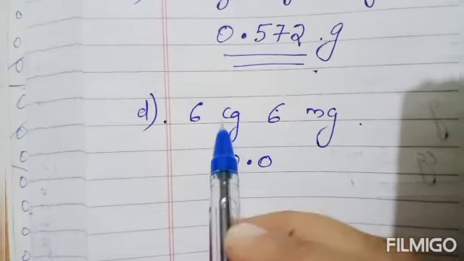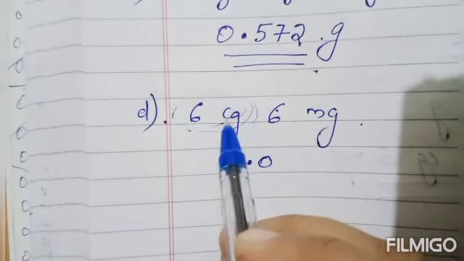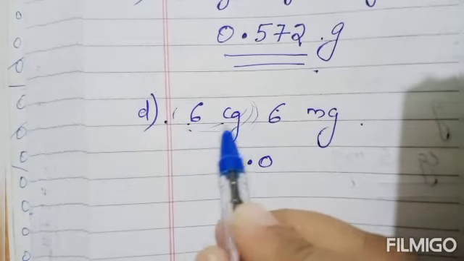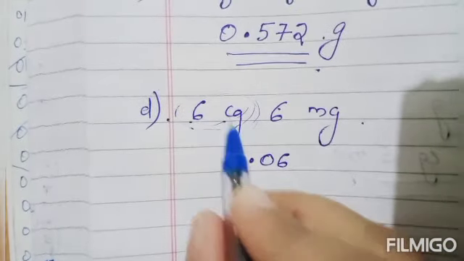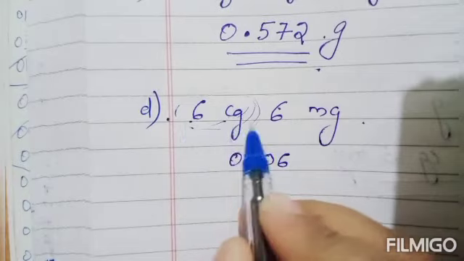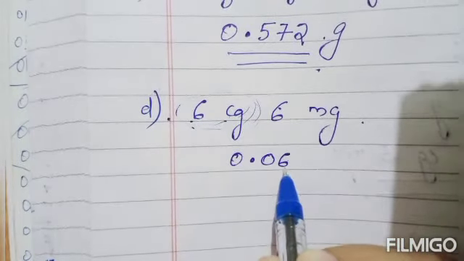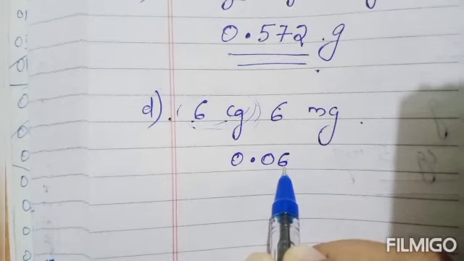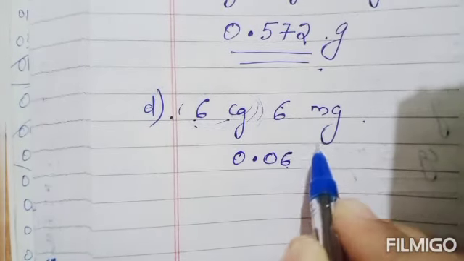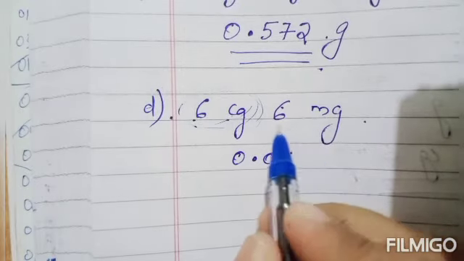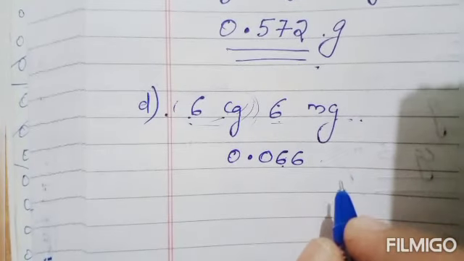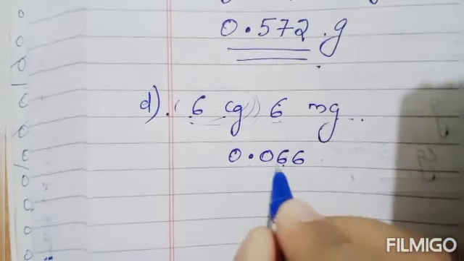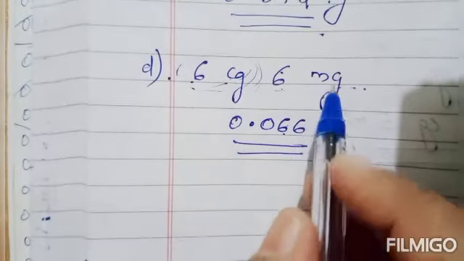Now the 100th place digit. Centigram will come in the 100th place. So 6 centigram in the question, the 100th place digit will be 6. In the question 6 centigram is given. So in the 100th place 6 will come. Then 1000th place, it is milligram. So 6 milligram is given in the question. So 6 will come in the thousandth place. So 0.066 gram. This is the decimal notation of 6 centigram, 6 milligram.